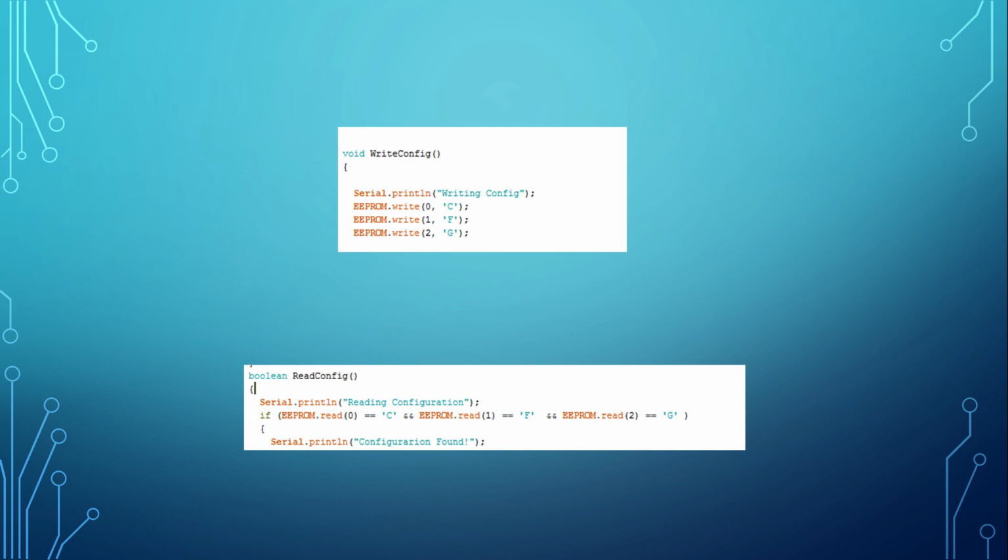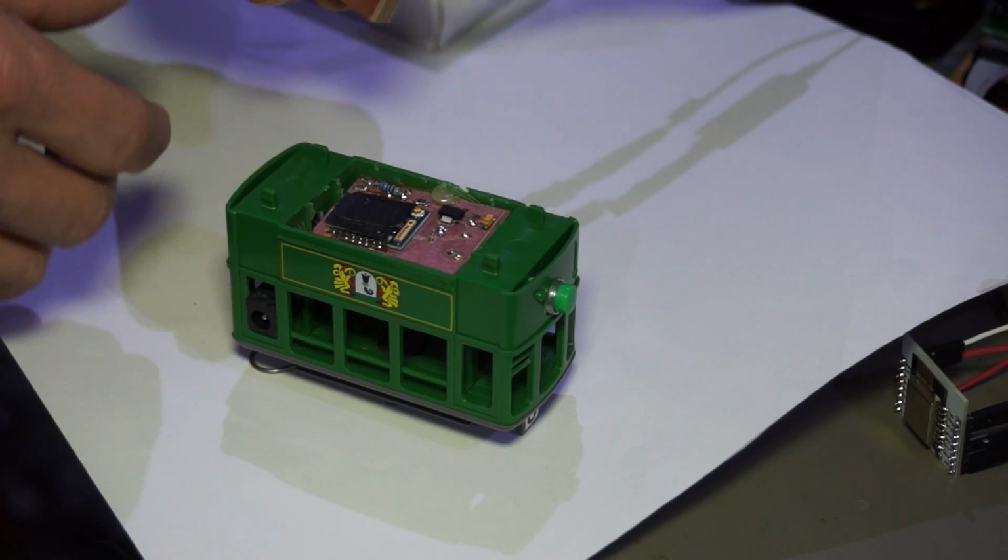If your sketch starts, it has to find out whether a valid configuration is already stored in the EEPROM. If you start with a virgin ESP, the EEPROM, of course, is empty. This is why John writes the letters CFG into the first three bytes of the EEPROM. If the sketch wants to read, it just checks if these three letters are present. Nice trick. This is all for this episode.